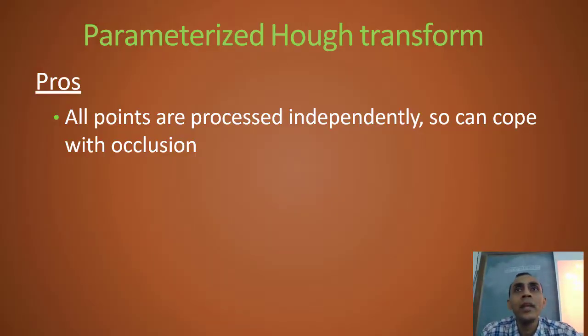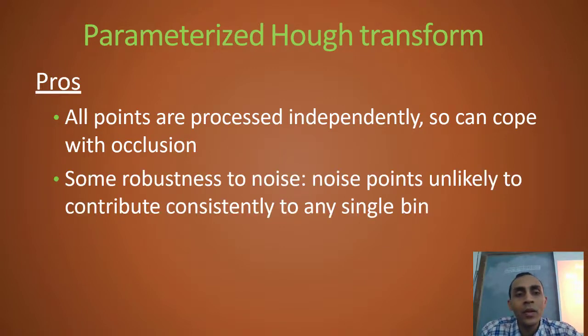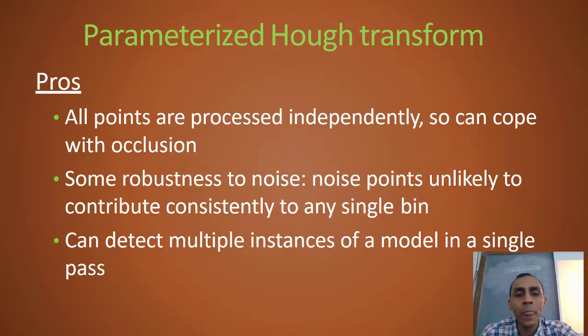It could cope with outliers, like if some points were occluded or if some points were noisy; those can be handled. Not a lot of noise, though. If the points were randomly distributed, then it would not be able to detect. But if the points were within some Gaussian distribution, then we saw some examples where our transform was able to fit a good line, or any model for that matter. And it could also detect multiple instances, so if there were multiple lines, it was able to detect all of them in a single pass.